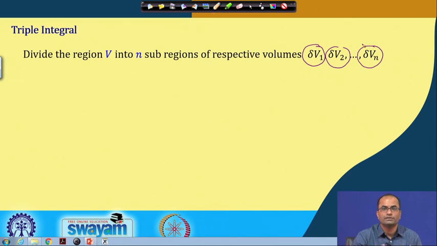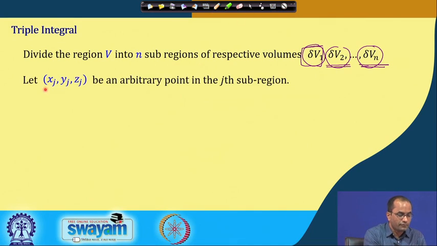So, we have a 3-dimensional space now, and we have divided that into small regions, and for each region we are denoting its volume by delta V 1, delta V 2 and delta V n. And now we let a point x j, y j and z j be an arbitrary point in the jth subregion. It is very similar to what we have done in the 2-dimensional case.